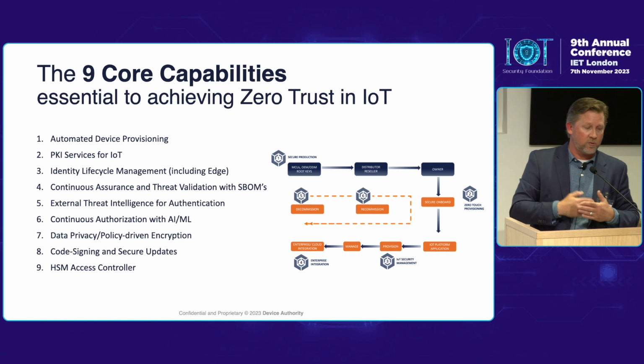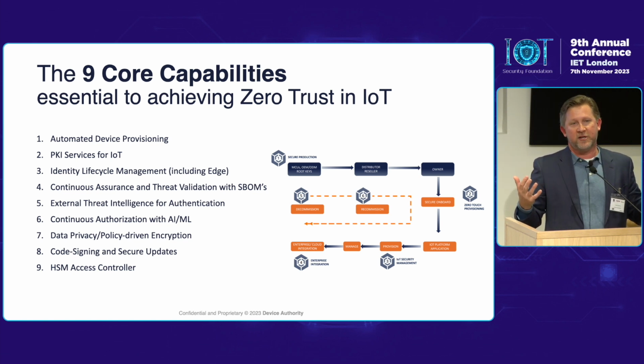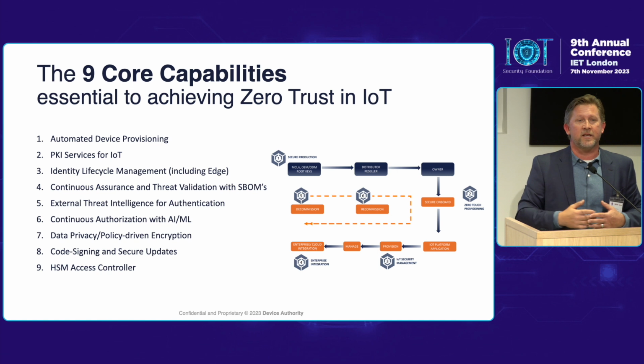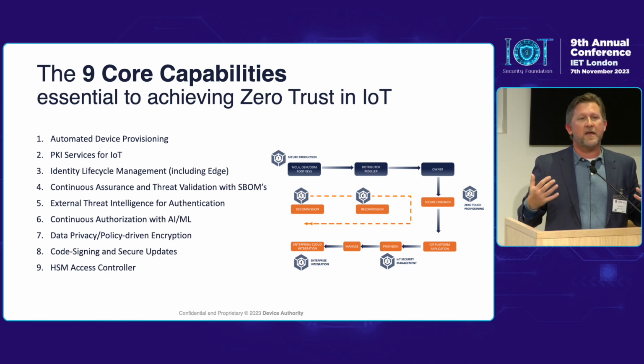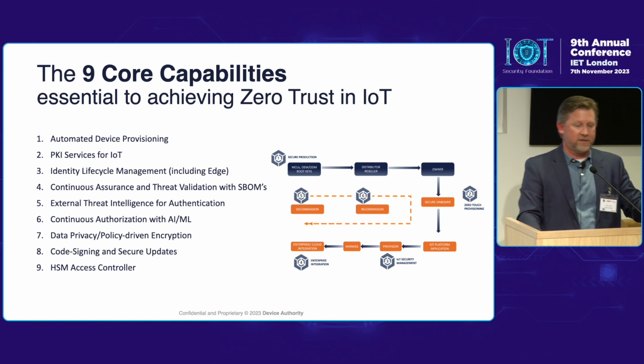And once you pair it with these 9 core capabilities, you now have at least an operational framework, not the only operational framework. And I'm not suggesting that every organization needs all 9 of these things, but it becomes a way to think about how you can put zero trust into action for your IoT devices.